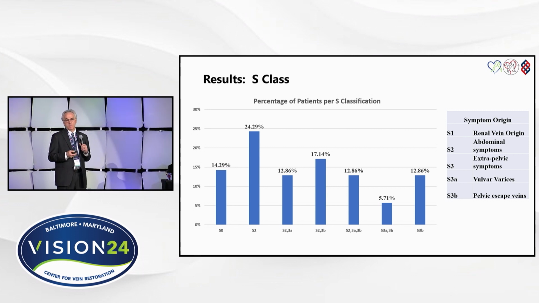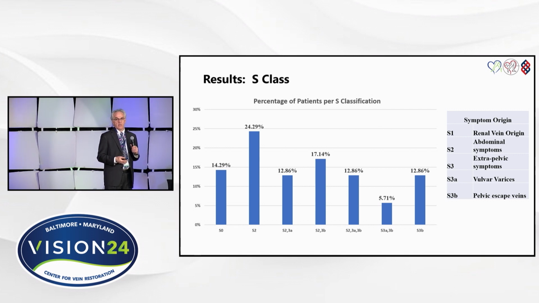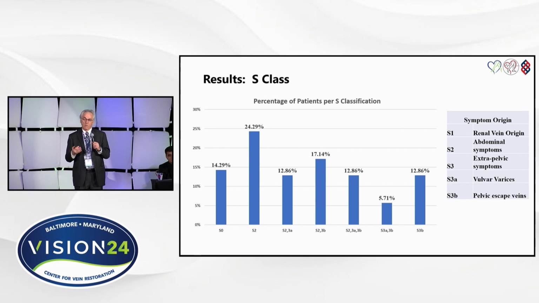If you look at some of the papers from Dr. Labropoulos and some of the papers we've published, it's around 10 to 15%, so that's not uncommon. What this really says is that a large majority of your patients have some combination of S2 diseases, what you would expect, and there is an incidence of vulvar varices and escape veins as well.